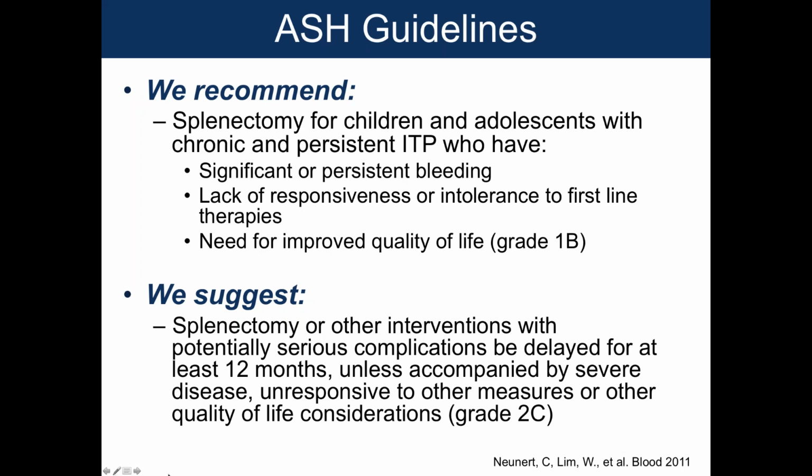So in taking in all the evidence surrounding splenectomy, the ASH guidelines recommended splenectomy for children and adolescents with chronic and persistent ITP who have significant or persistent bleeding, lack of responsiveness to first-line therapy, or a need for improved quality of life. And it was suggested that splenectomy or other interventions with serious complications could be delayed for at least 12 months unless accompanied by more severe disease, unresponsiveness to other measures, or significant impairment in quality of life.